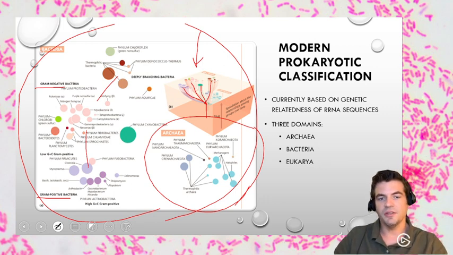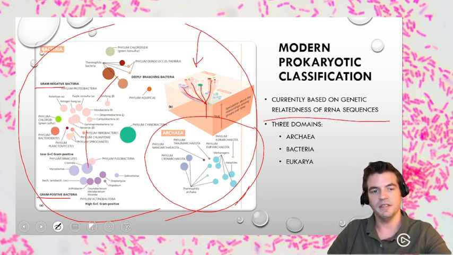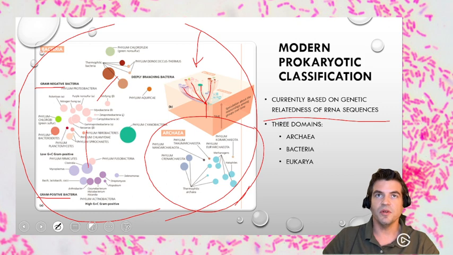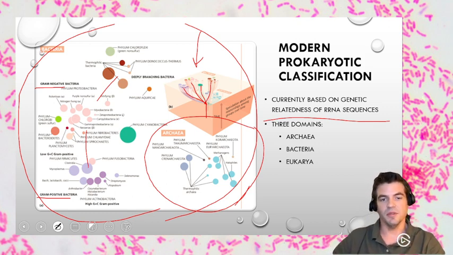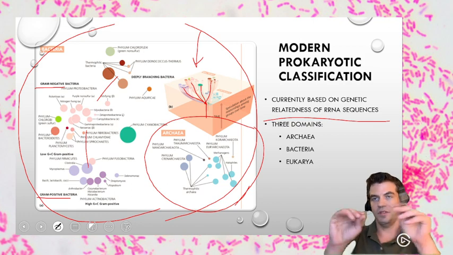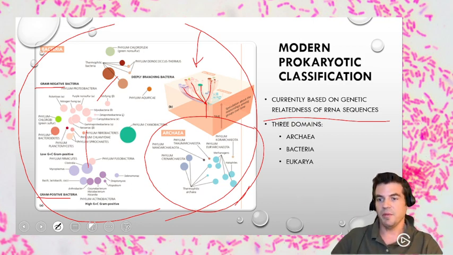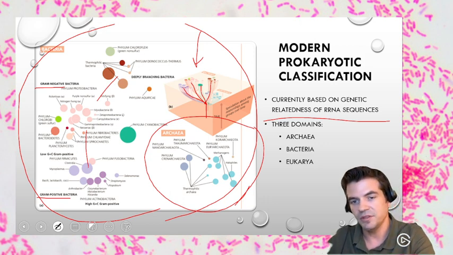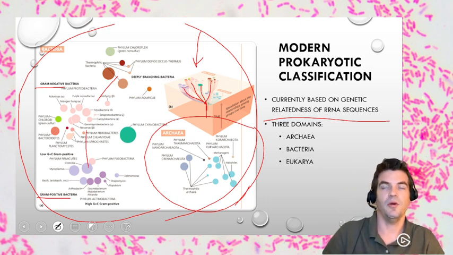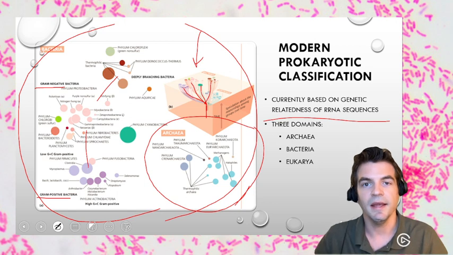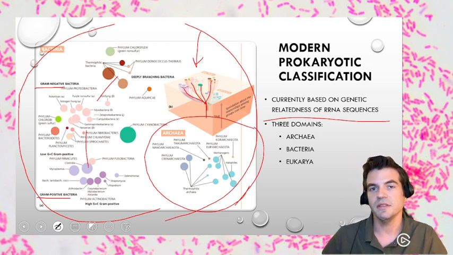All right, and these are all based on the relatedness of ribosomal RNA sequences. You take those and line them up, and you see how they differentiate over time, and you can come up with this tree. All right, so we'll get into archaea and the other gram-positive and gram-negative bacteria next.